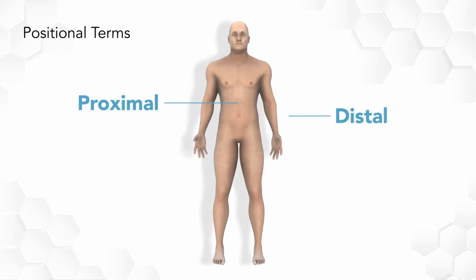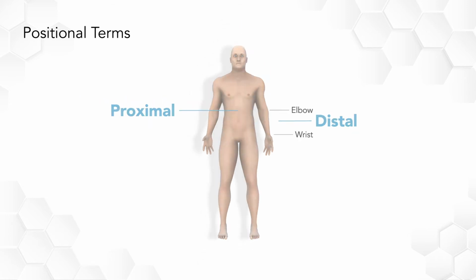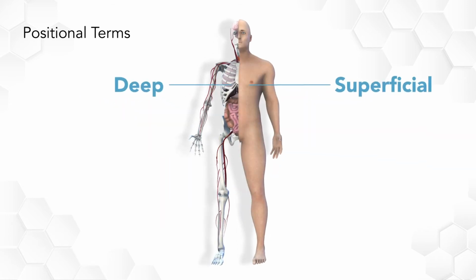Proximal means towards the trunk of the body, while distal means away from the trunk. Proximal and distal are usually used when describing structures in the extremities. For example, the elbow is proximal to the wrist. Superficial means towards the surface, while deep means under the surface. For example, the skin is superficial to the stomach.